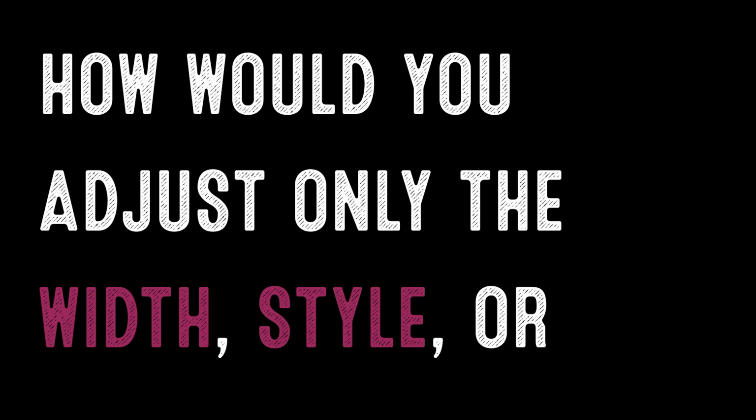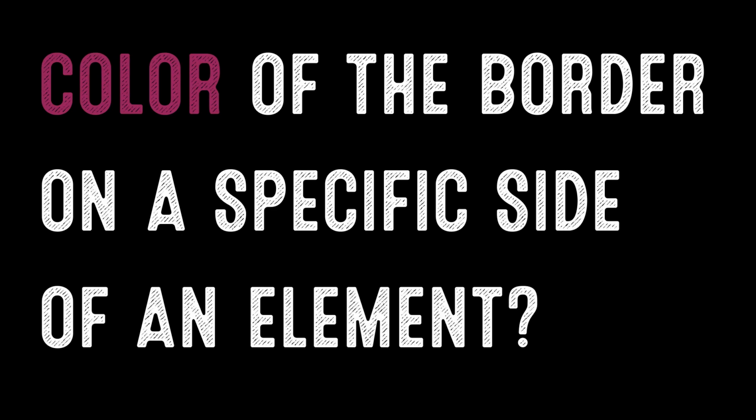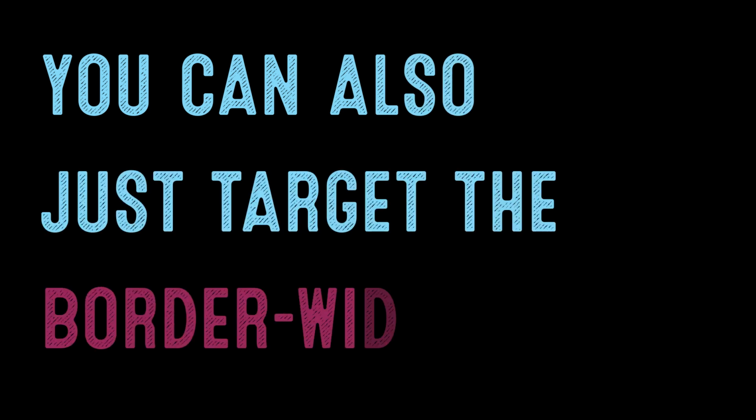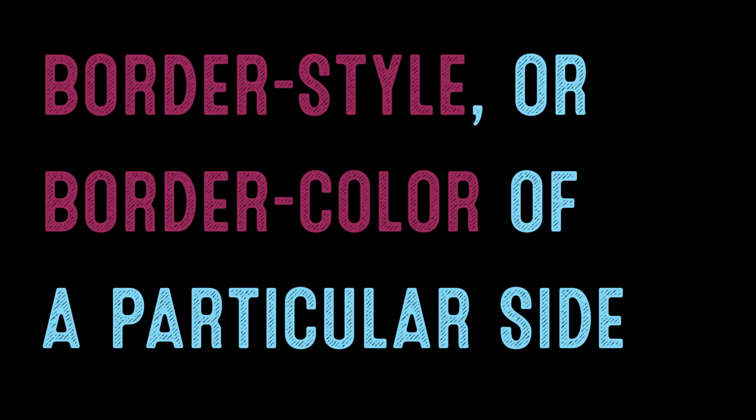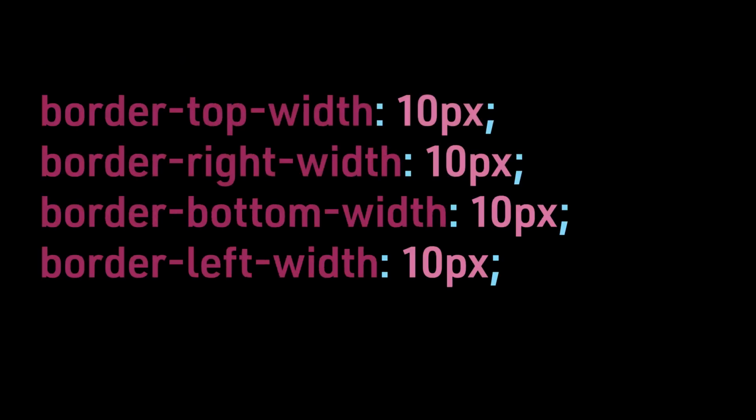Finally, how would you adjust only the width, style, or color of the border on a specific side of an element? You can also just target the border-width, border-style, or border-color of a particular side of an element. In this case, you would write border-top-width 10 pixels, border-right-width 10 pixels, border-bottom-width 10 pixels, border-left-width 10 pixels.